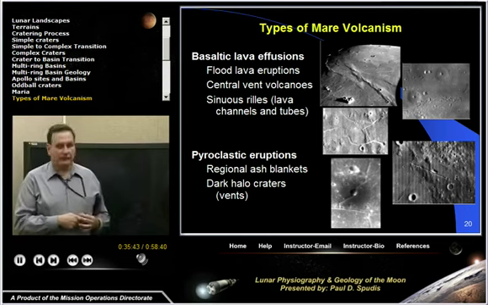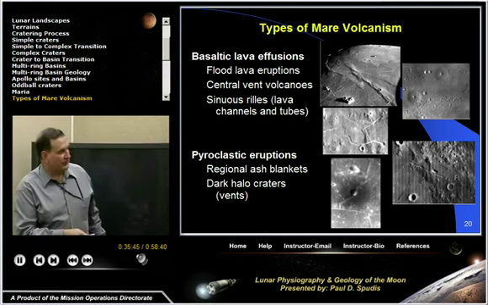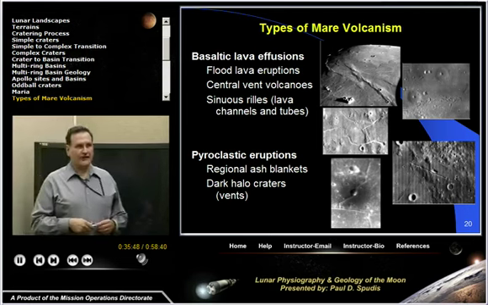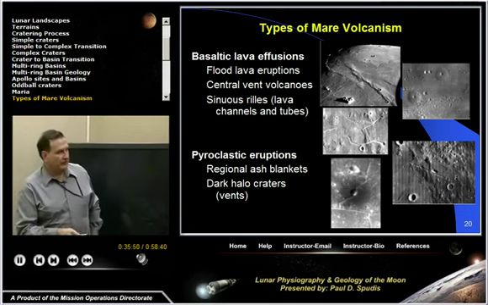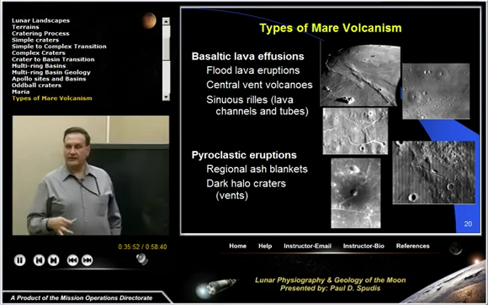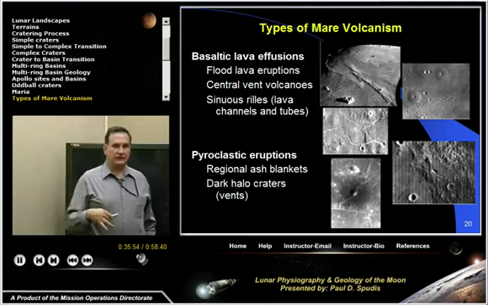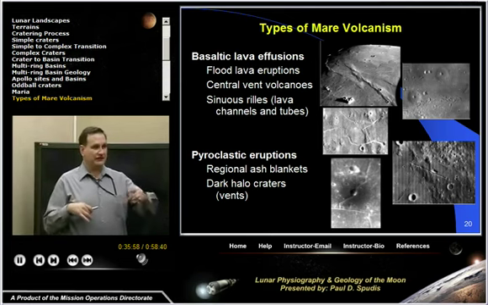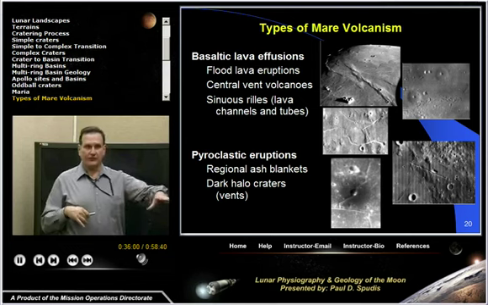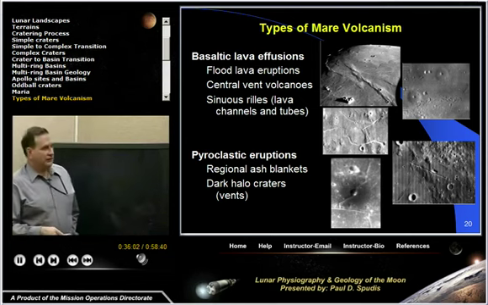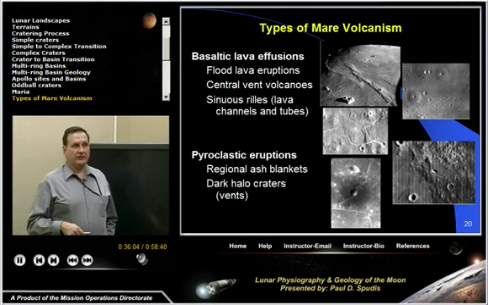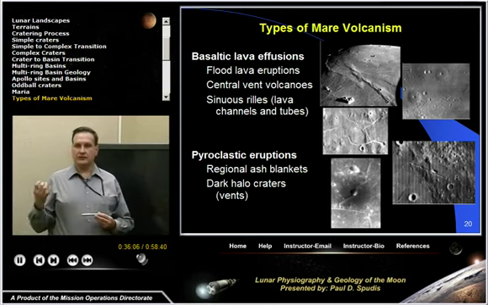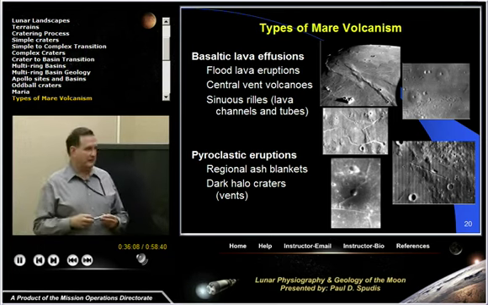Occasionally you'll find central vent volcanoes. These little domes here are little small shields. They're about 4 to 5 kilometers across, but they're beautiful little shield volcanoes, very similar to what you see on Earth in places like the Snake River Plain, where you have a lot of little tiny shields, little eruptive centers that form small volcanic constructs. Sinuous rills are lava channels, very similar to river channels except carved by flowing lava, not by flowing water.